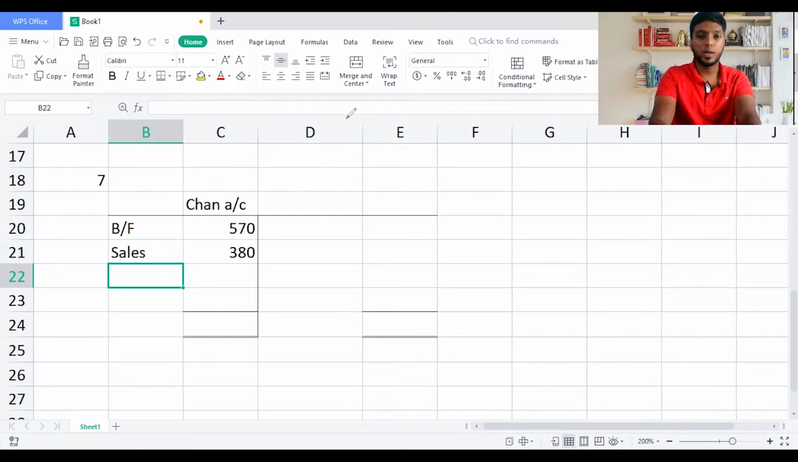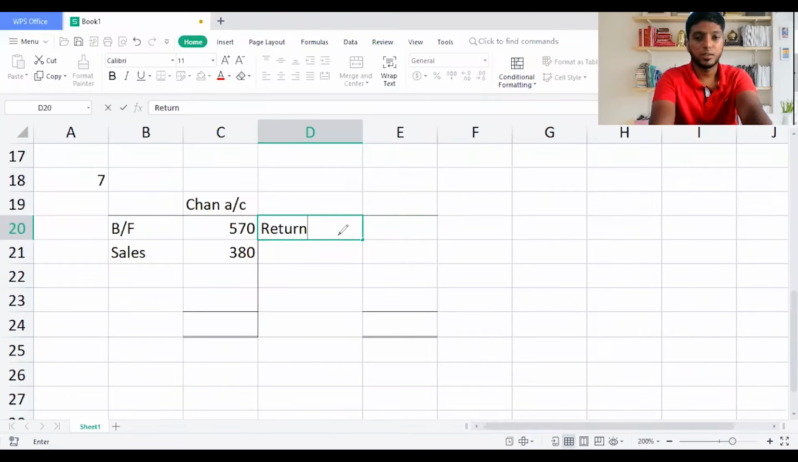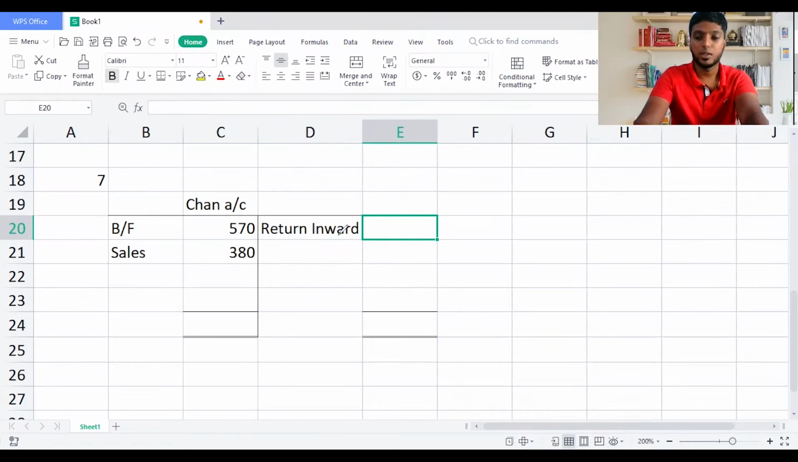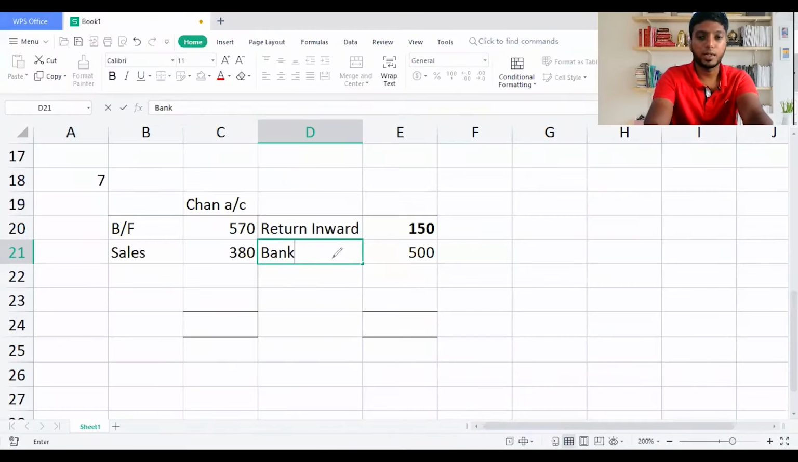Then we move on to the next part of the sum. Chan returned goods worth 150 to Tan. When Chan is returning the goods to Tan, it's what we say return inward, because we are getting it inside our business. So we will record it as 150. Then Chan paid 500 by check. So he is also making a payment of 500 by check. So I'll write it as bank.